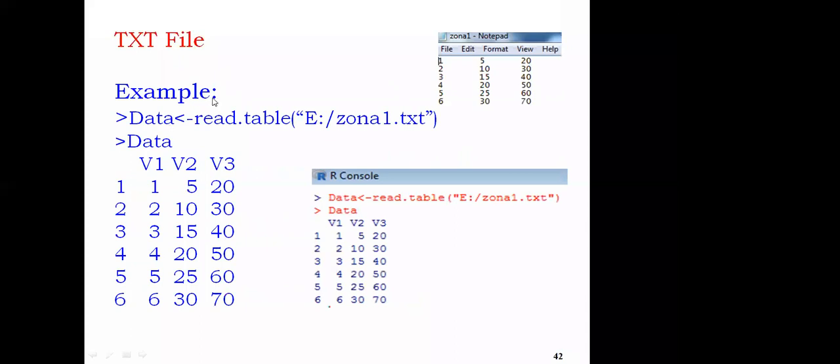And now you see, I have saved it in Notepad. So this is zona1. I have taken the same example. So here the example is data, then less than dash, read.table. Then this is from the E directory. So E, then colon, zona1.txt. So this is your txt file.